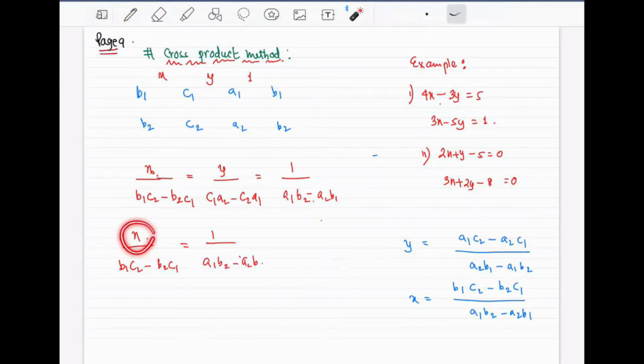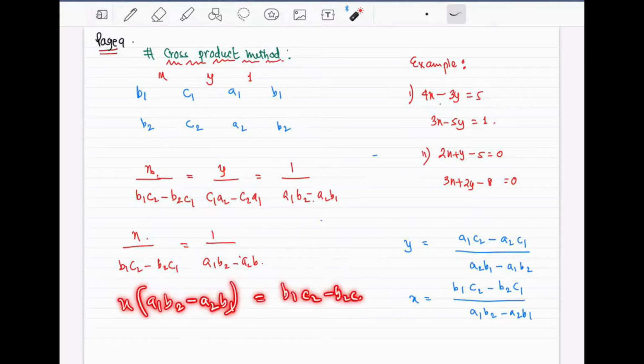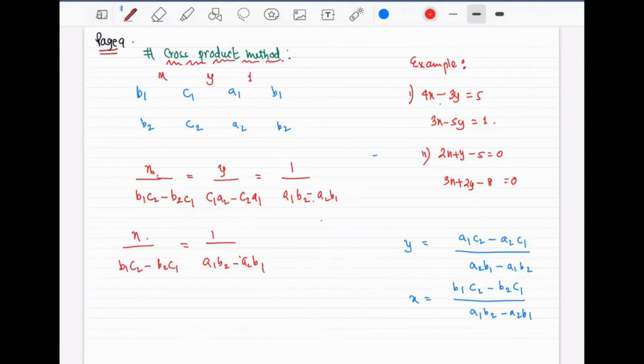Find out the value of x, just cross multiply. If I have a by b is equal to c by d, you can cross multiply them, right? But for this, no need to cross multiply. If I cross multiply this, then we will have x whole a1 b2 minus a2 b1 is equal to b1 c2 minus b2 c1. No need to keep like this. You just bring this outwards. What do we get then?